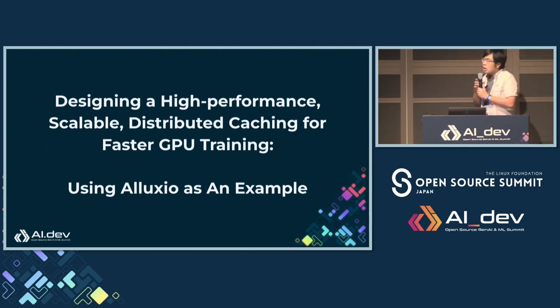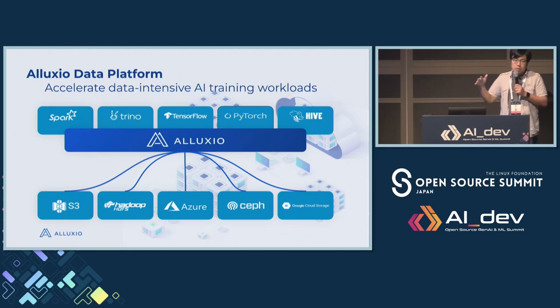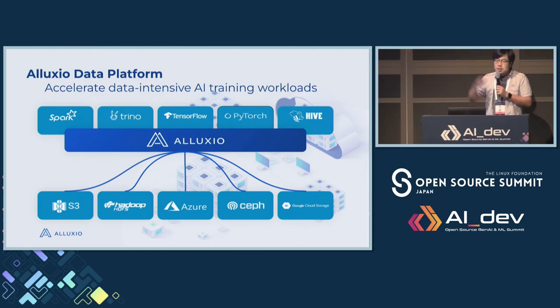Okay, so now I'm going to talk about what I should do if I want to build something like this, using Alluxio as an example. Essentially, you can think of Alluxio as a virtual data lake layer on top of storage like S3, Azure, GCS, or this kind of persistent storage, but providing high IOPS and high throughput to applications like Spark, Trino, TensorFlow, PyTorch, Ray, or Hive. So this is where this layer sits in this ecosystem.